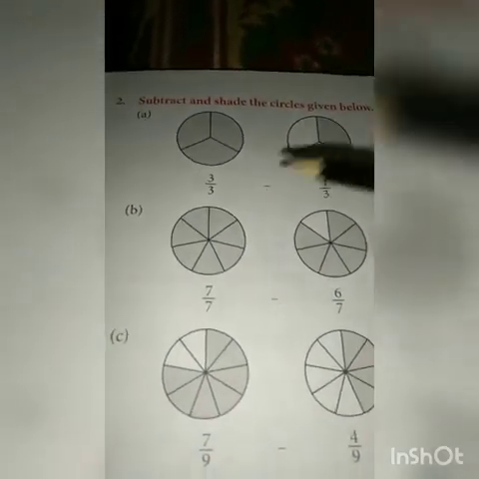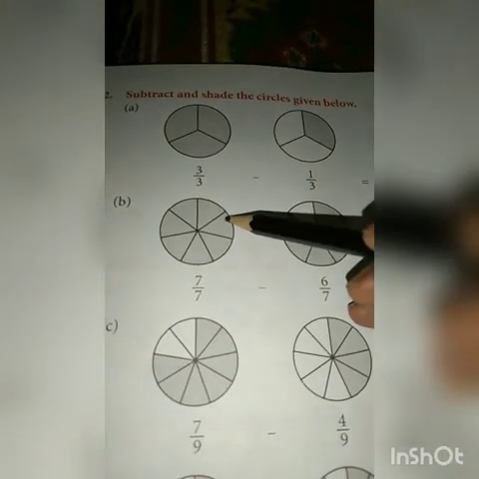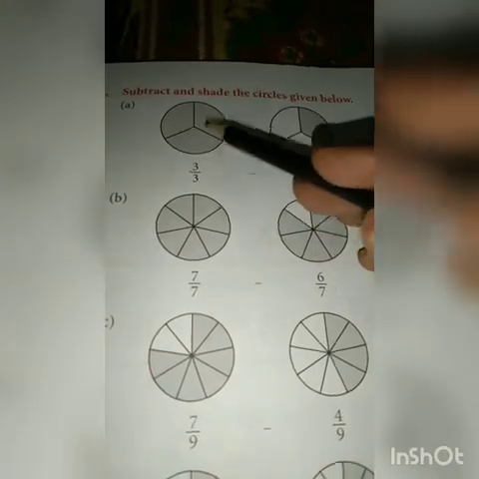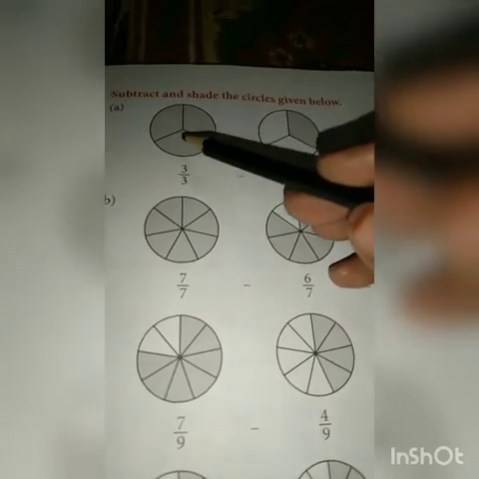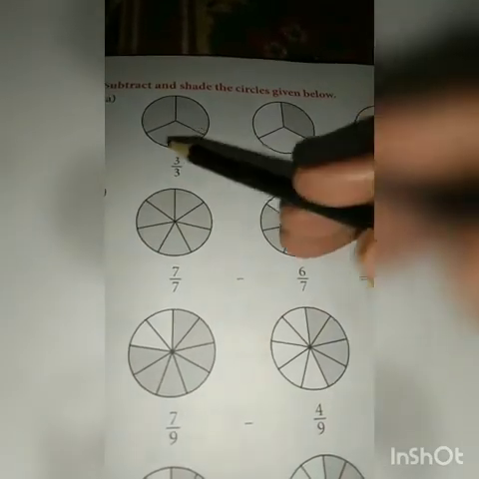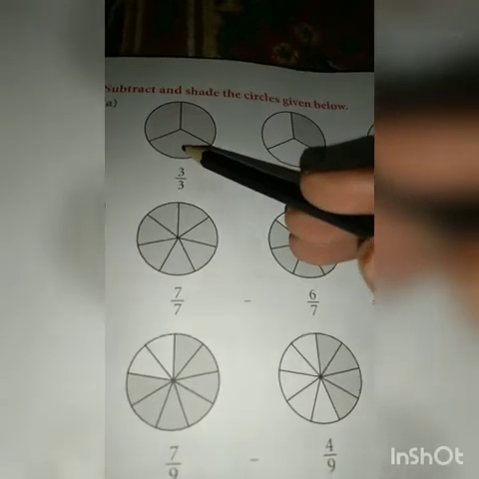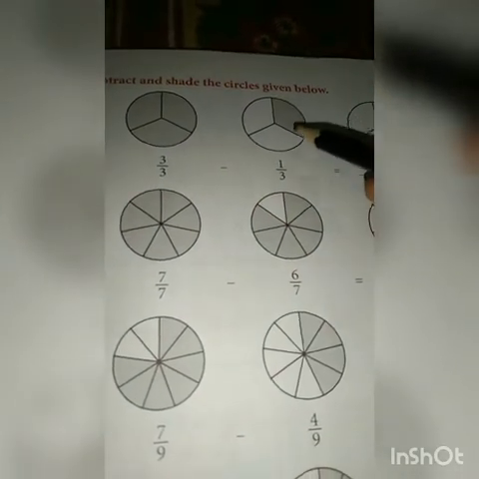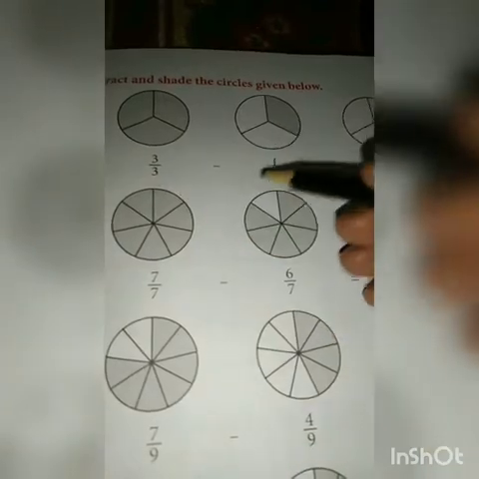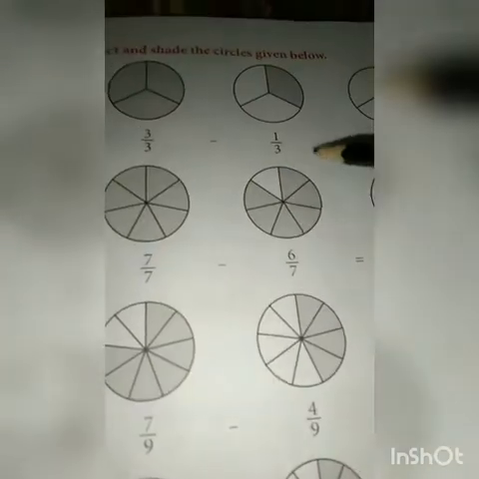So listen carefully. In the first question, 2 circles are given. 3 parts are in this circle and 3 parts are in this circle also. So total 3 parts are there in both the circles. Here all 3 parts are shaded. Here only 1 part is shaded. So 3 upon 3 minus 1 upon 3 is the fraction.